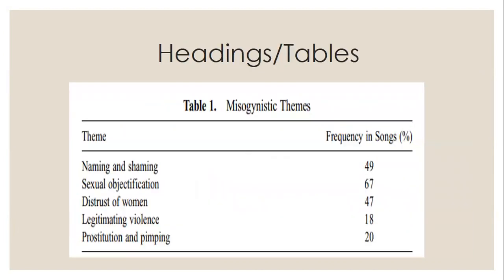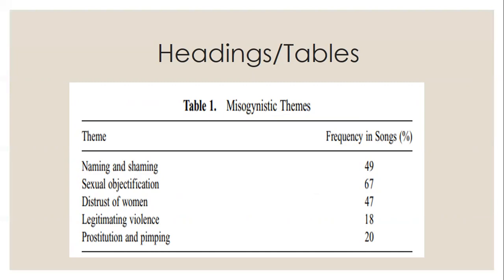And so another technique would be to look, like I said, at major headings. And that may include looking at tables that are presented. And so as I skim this particular article, table 1 captures the misogynistic theme. So now we have even more information because we know what themes they were looking at as they analyzed the 400 songs that they said they were going to look at. And so we see these themes listed here.